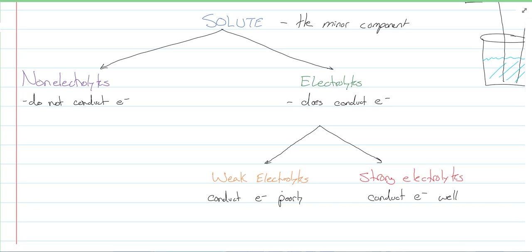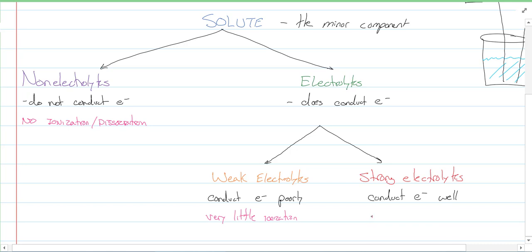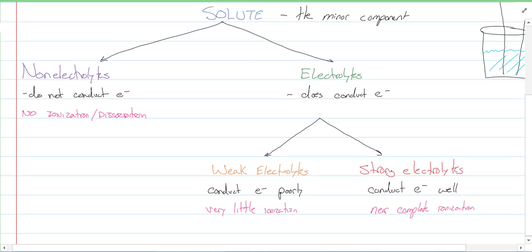That was the observation. We now know that non-electrolytes have no ionization or dissociation of ions or particles. Weak, we have very little ionization. Strong is near complete or complete ionization.